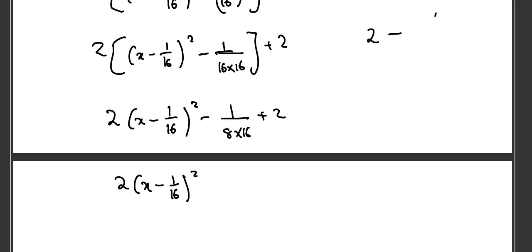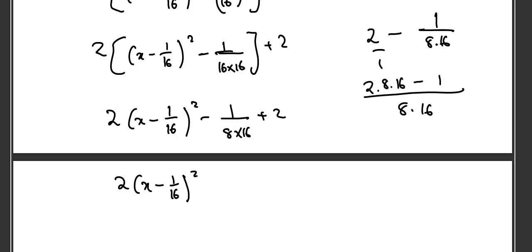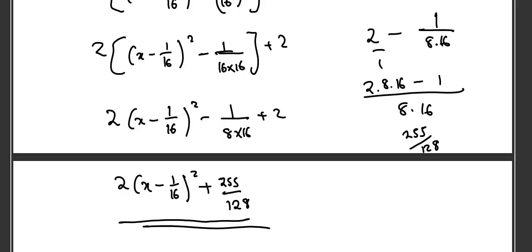This here can be written as 2 minus 1 over 8 by 16. Common denominator there is 8 by 16. So it will be 2, 8 by 16 minus 1. So this is just going to be, okay, so according to my calculations, I'm getting 255 over 128, because it will be 128 times 2, that's 256, right? Then 256 minus 1, that will be 255, then over 8 times 16, which is simply 128. So here your a is simply 2, your h is just negative 1 over 16, and your k is simply 255 over 128.